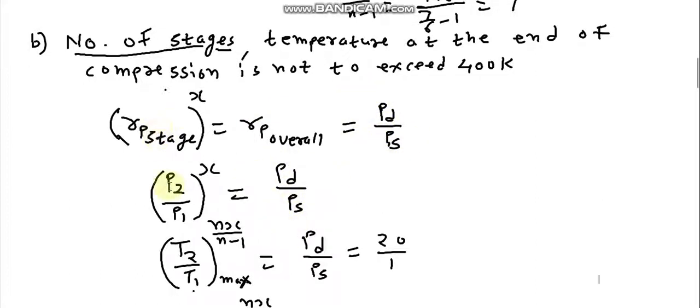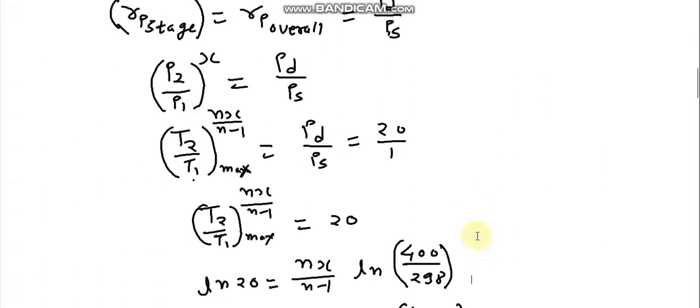What is the stage pressure ratio? That is P2 by P1, raised to the power x. But we don't know the number of stages. So we can write P2 by P1, and P2 by P1 is related to T2 by T1.